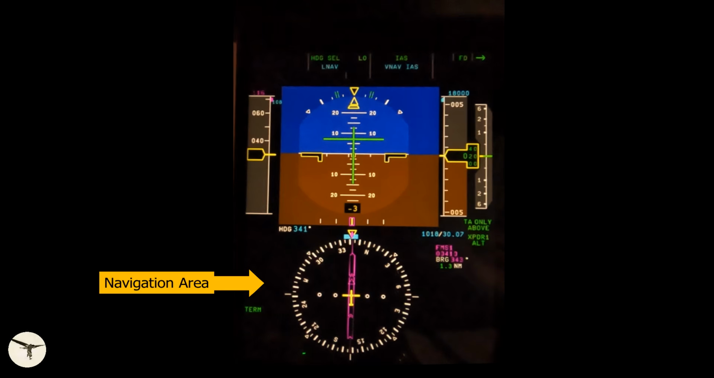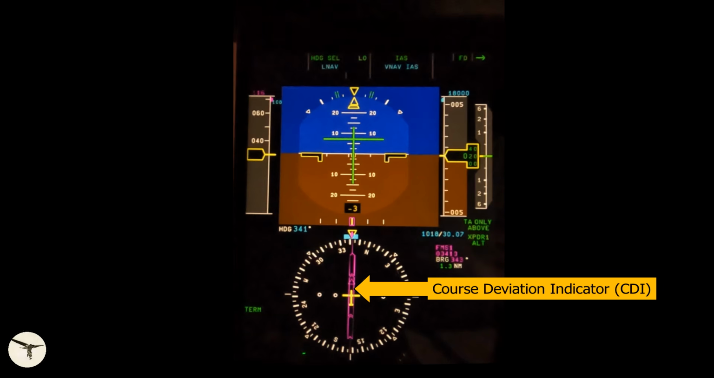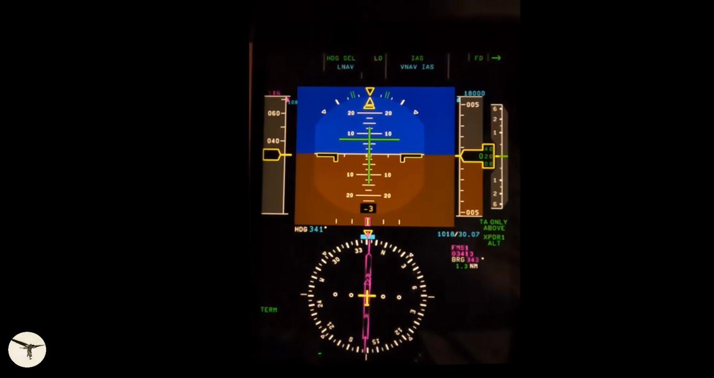The lower section is the navigation area. It shows the aircraft heading, along with the navigation source selected by the pilot. And right in the middle of the compass rose sits the course deviation indicator, CDI, quietly reassuring us that we're actually flying in the direction we intended to go. We'll come back to the intricate details when they become relevant for the flight.